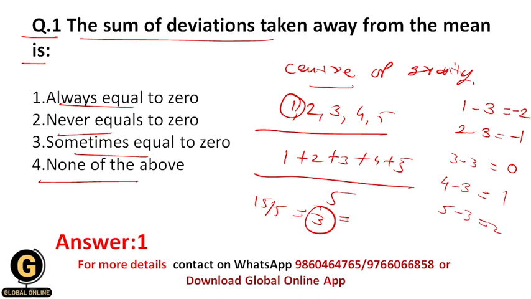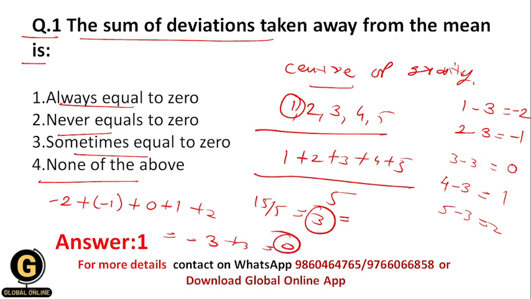So now take the summation of this. What will be the summation? Minus 2 plus minus 1 plus 0 plus 1 plus 2. So your value will be minus 3 plus 3, which is 0. Okay, so now all of you understood. That's why whenever you take the deviations from the mean and do the summation of it, you will always get 0. That's why your correct answer should be 1.